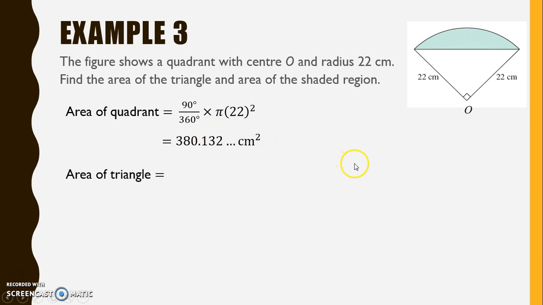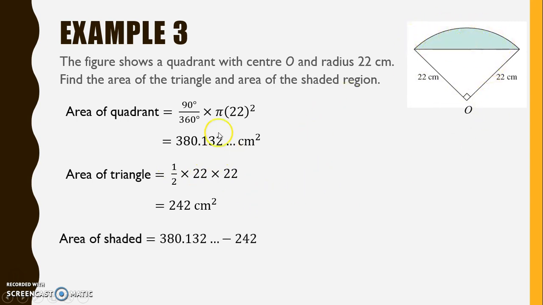To find the area of the triangle, simply take half times base times height. The base and the height are 22 each, so 0.5 times 22 times 22 gives me 242 centimeters squared. Hence, to find the shaded region, just take the difference of these two values and change it to 3SF to get 138 centimeters squared.